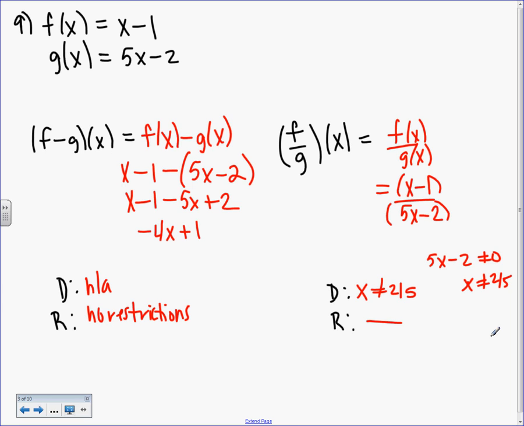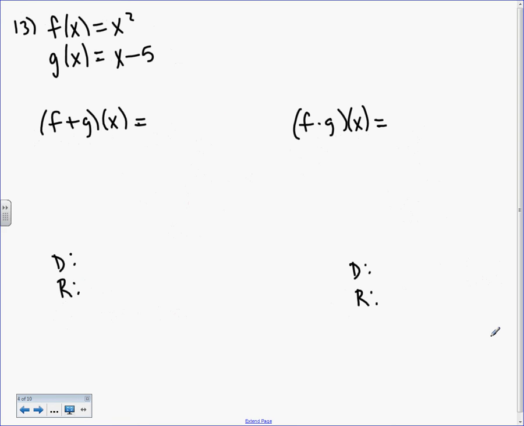Okay. Are we good? All right, cool. Next one. Same idea. They give you f of x, they give you g of x, right? You just do what they tell you to do. On your homework, they're going to ask you to do all 4. On the notes, to save time, I just asked you for like 2 pieces, okay?